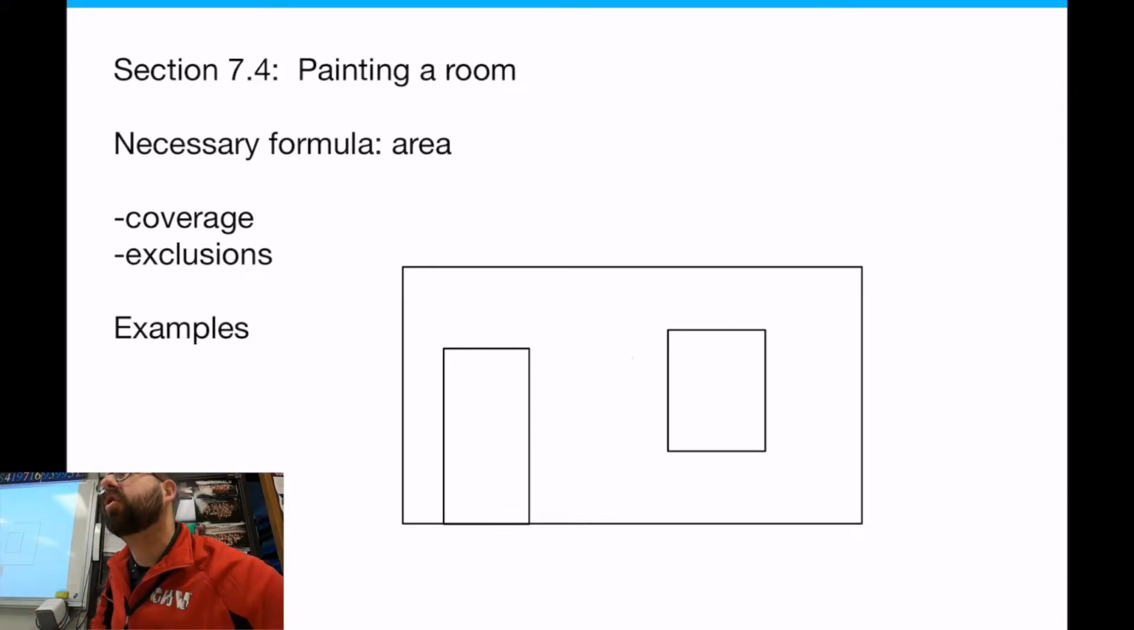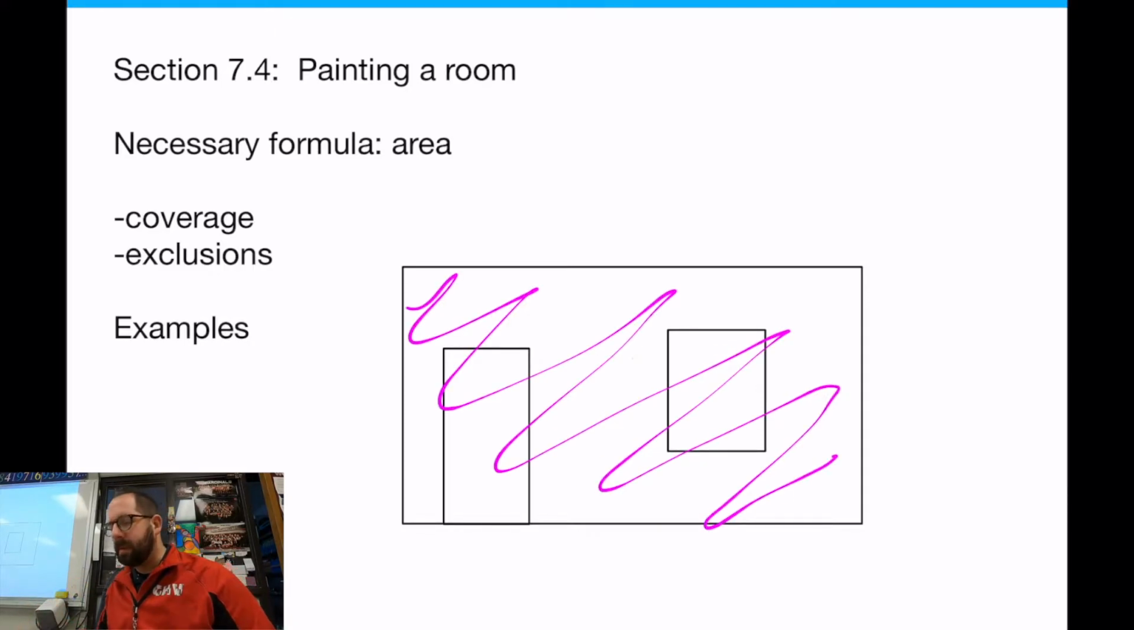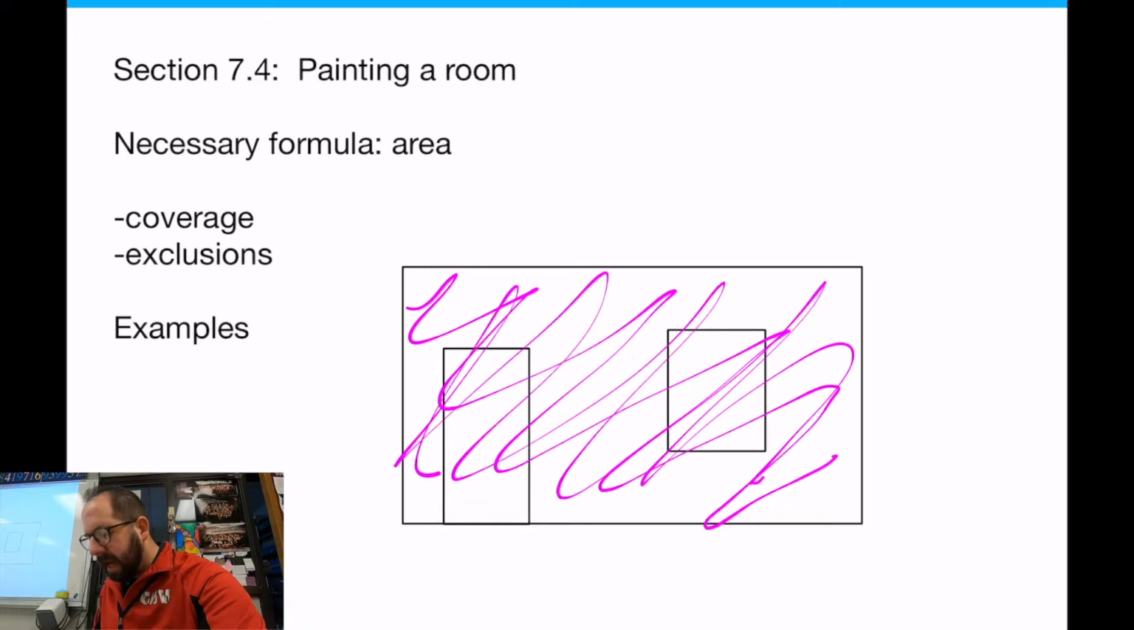Just like the notes we took on Tuesday, so it shouldn't be too unfamiliar to you. So let's go through a couple of the things here. Remember, when we're finding the area of the room that we're going to be painting, you have to find the area of the entire room.